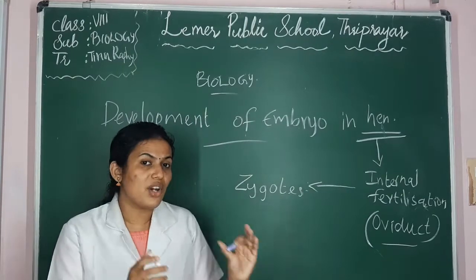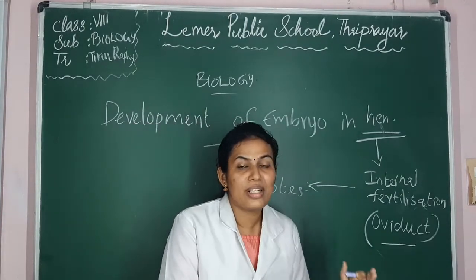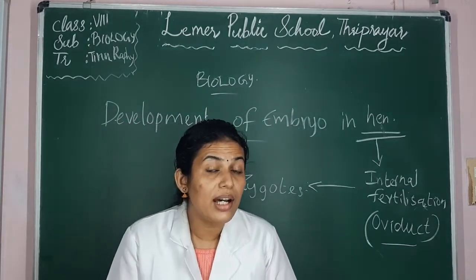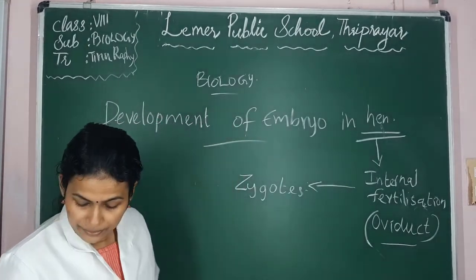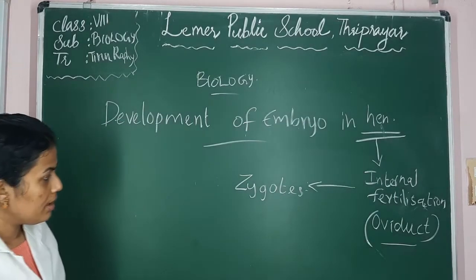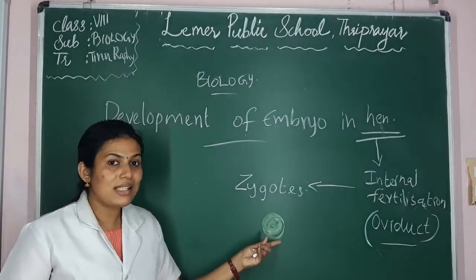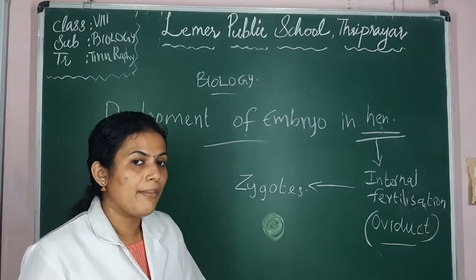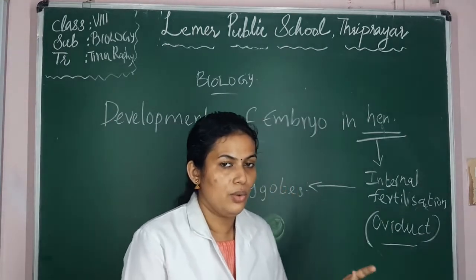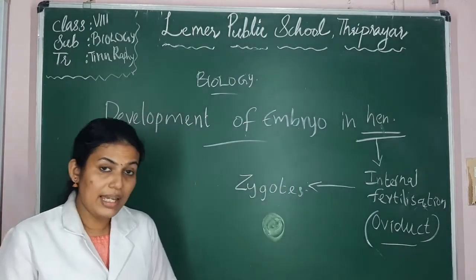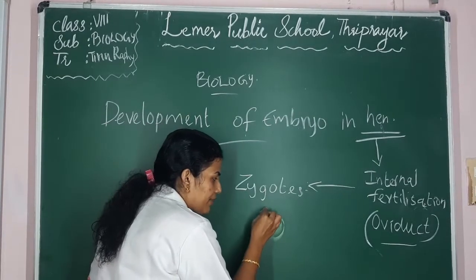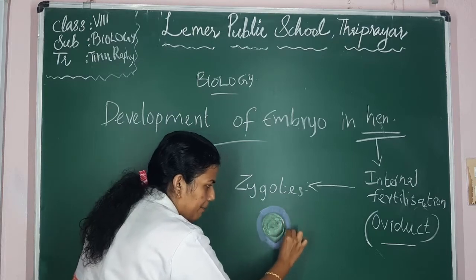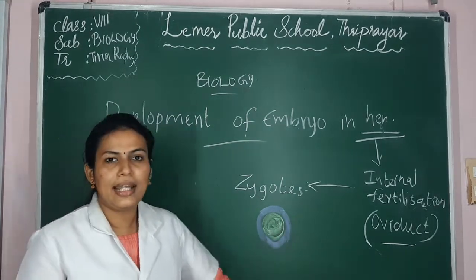Now during this travel, from the oviduct to the uterine region, a protective layer is formed around the zygote. Suppose this is the zygote formed inside the oviduct of the hen. When it moves from the oviduct to the uterine area, that is the uterus, what will happen? It will get a protective layer. See, the teacher is just demonstrating. So now the zygote is inside a protective layer.